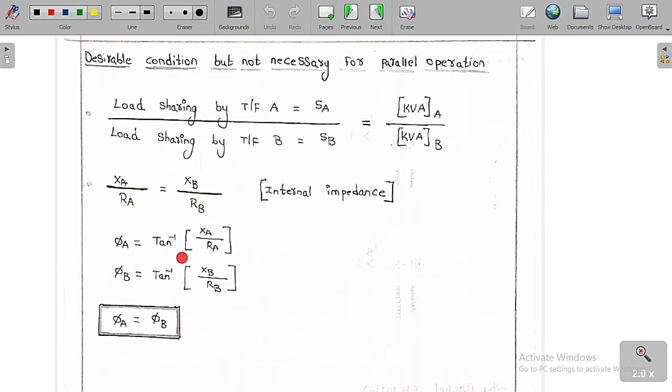Therefore phi A is equal to tan inverse of XA by RA and phi B is equal to tan inverse of XB by RB. Their angles are equal, so we can say it is a desirable condition but not a necessary condition. The load sharing by transformer A, SA, to that by transformer B, SB, is equal to the KVA rating of A by the KVA rating of B, and XA by RA is equal to XB by RB, the internal impedances of transformers A and B. These two are desirable conditions but not necessary conditions for the parallel operation of transformers.